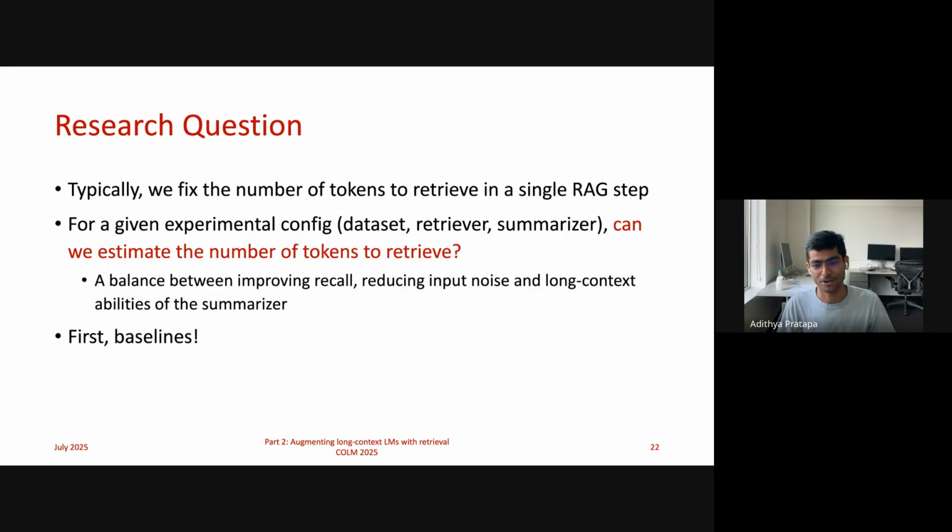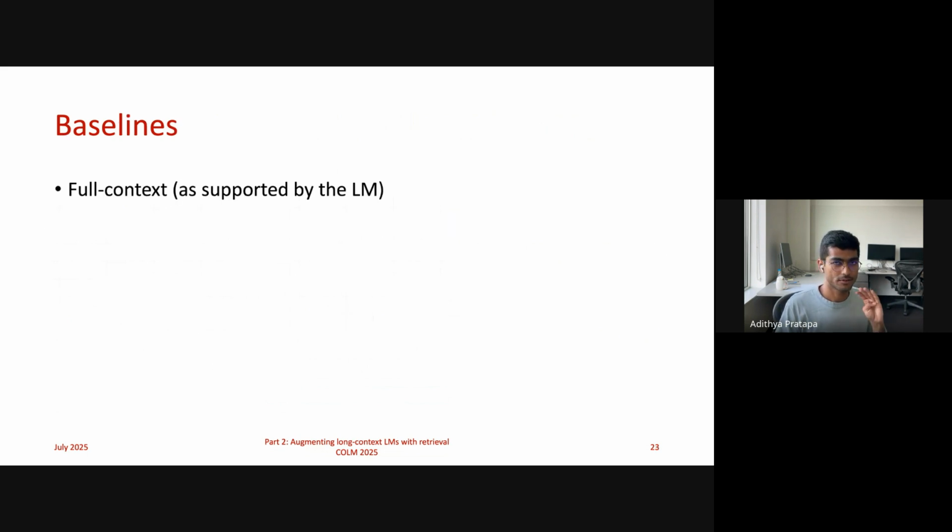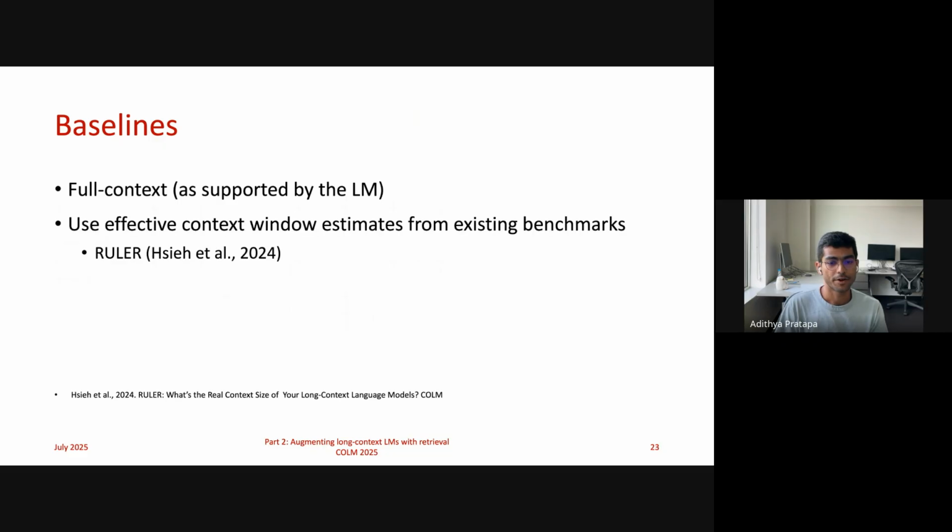But before I dive into all of it, I want to show what our baselines are. We picked three baselines. First is, of course, the full context baseline, where we don't do any retrieval. We feed everything to the language model, which is our summarization system. It depends on how much the language model can take. If it can take 128K tokens, we feed all of the data. But if it's limited to 32K, we do RAG at 32K and use that as the full context baseline.